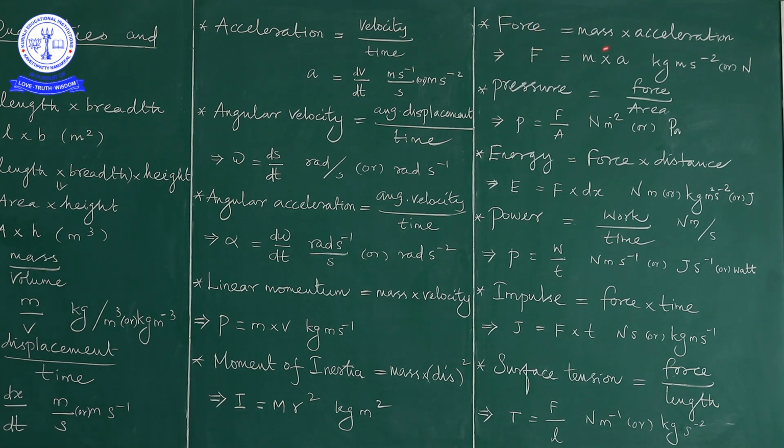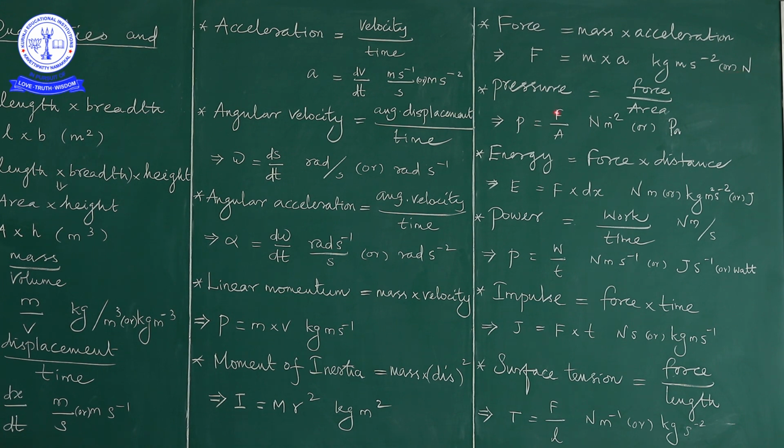Like force is equal to mass into acceleration. Already we are well known for force also. So according to Newton's concept, we discussed F equal to ma. So force is equal to mass into acceleration. Here m is in kilogram, acceleration is in meter second power minus 2. Simply we can call force is in Newton.